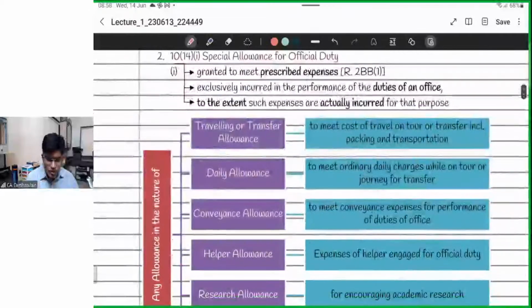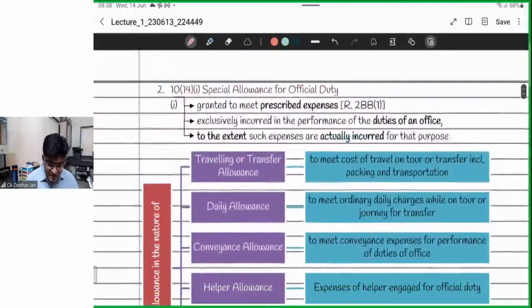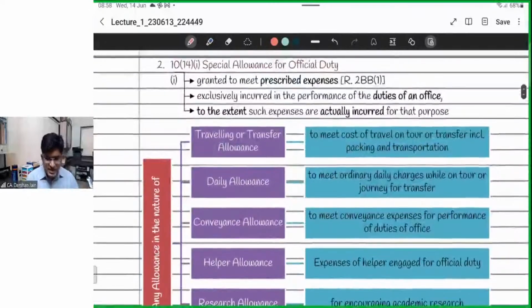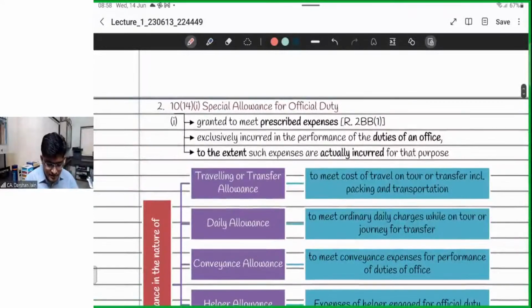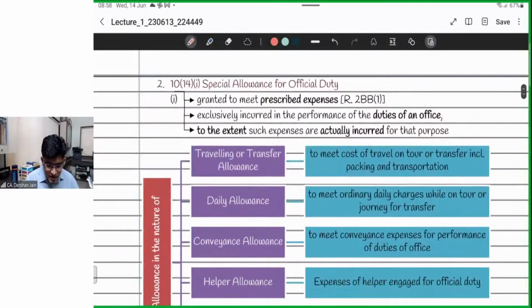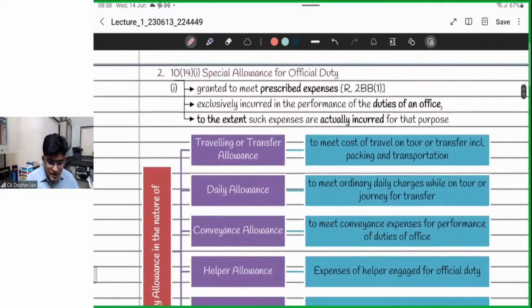We'll take up a few more problems on HRA. Don't worry again. Now, HRA, you won't get a problem on HRA independently. Usually it is by way of an adjustment that you'll get this, you'll have to work it out. Mostly. Now, special allowance for official duty, exempt under section 10(14).